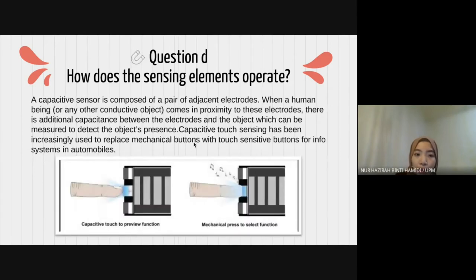A capacitive sensor is composed of a pair of adjacent electrodes. When a human being or any other conductive object comes in proximity to this electrode, there is additional capacitance between the electrode and the object, which can be measured to detect the object present. Capacitive touch sensing has been increasingly used to replace mechanical buttons with touch sensitive buttons. This is the example in the automobiles.